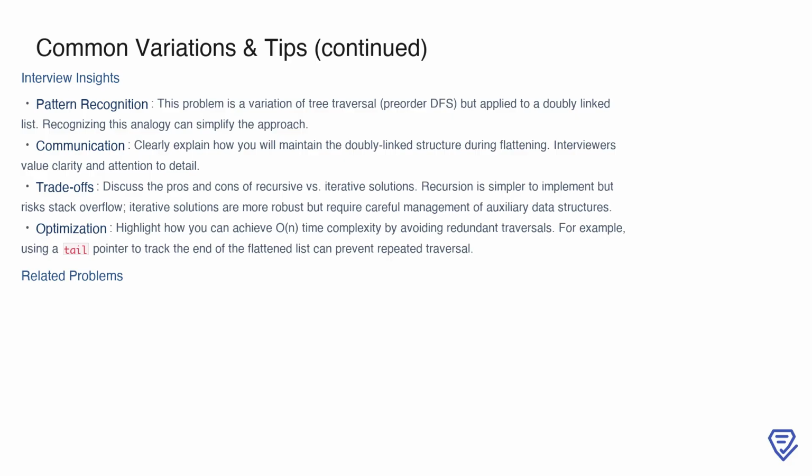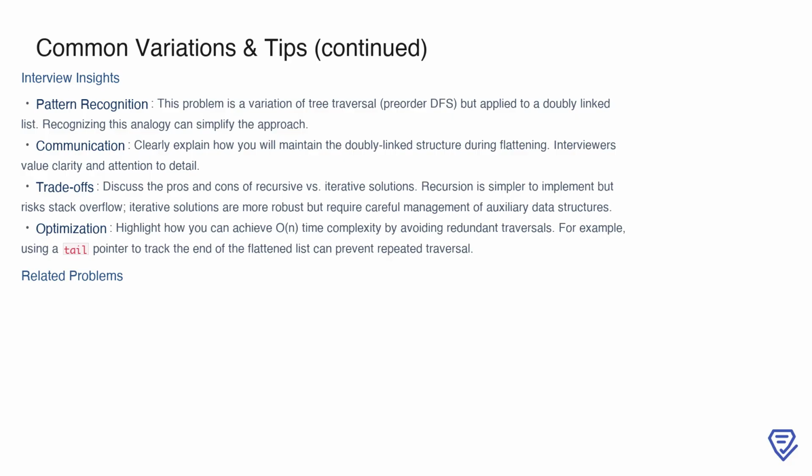In interviews, understanding the nuances of this problem can set you apart. First, recognize that this task is essentially a variation of tree traversal, specifically a pre-order depth-first search, but applied to a doubly linked list. Drawing this analogy can simplify your approach. Additionally, be prepared to clearly explain how you'll maintain the doubly linked structure during flattening. Interviewers value clarity and your attention to detail.